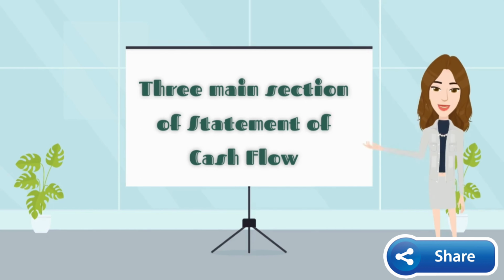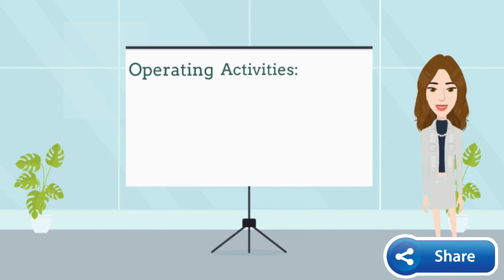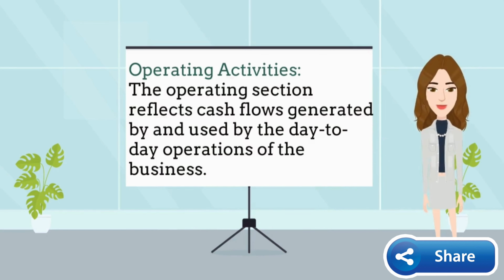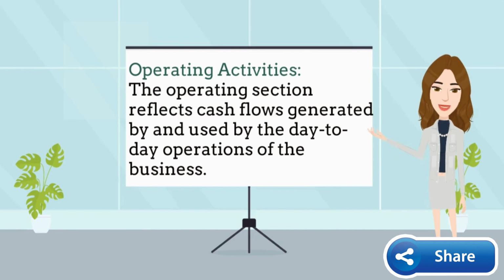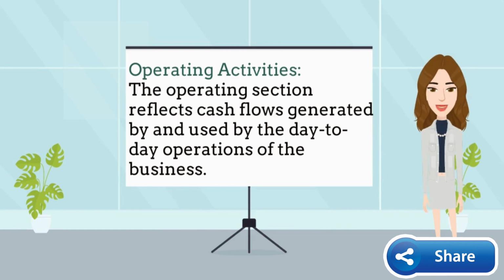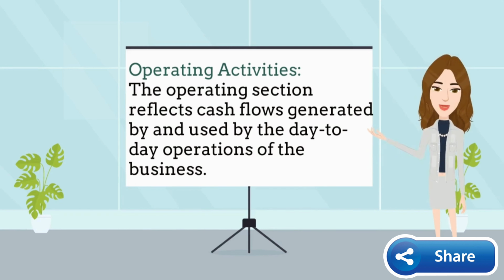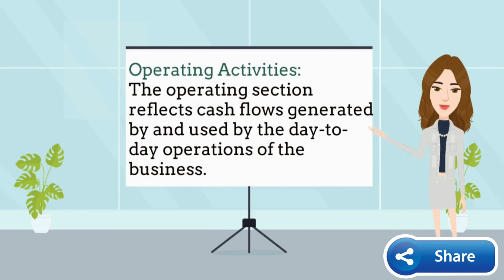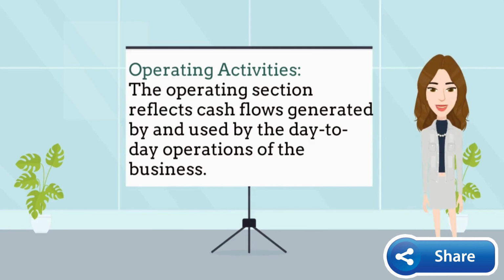The three main sections of a statement of cash flows. Operating activities. The operating section reflects cash flows generated by and used by the day-to-day operations of the business. As mentioned, operating activities are those that are used or generated by the day-to-day operations of the firm. The operating activities section of the statement of cash flows begins with net income.